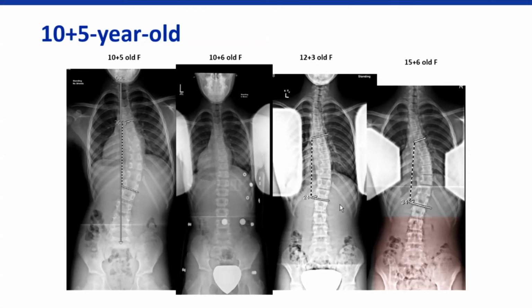And a child like this who's done growing, who has this 35-ish degree curve, that curve is never going to progress over time and will never cause them any difficulties. And there's long-term studies to look at that. There's a 50-year study that looked at children like this, and there was no difference between those patients who had scoliosis at 65 years of age and those patients who didn't have scoliosis.